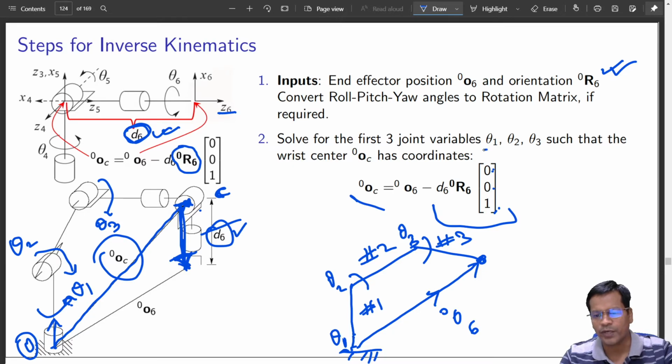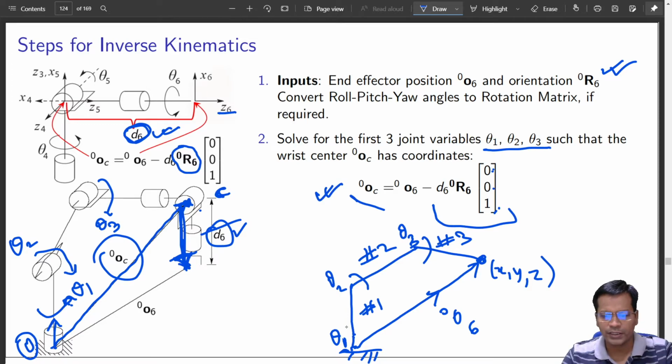Using that you can find out theta 1, theta 2 and theta 3. If you know the end effector position x, y and z, using this, you can calculate theta 1, theta 2 and theta 3. So kinematically it is solvable, a closed loop solution is possible. There may be multiple solutions, don't go by that now. So we have solved for this.